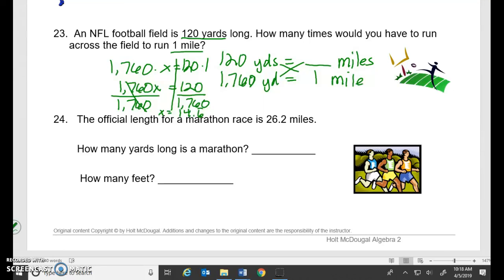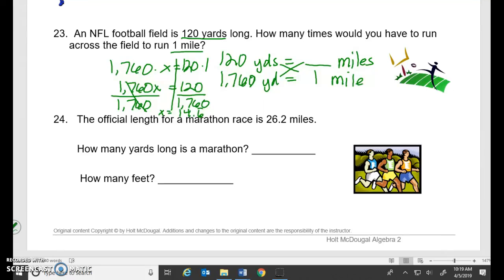And does that make sense? No. It's not right. How many times would you have to run across the field to run 1 mile? So that would be about 15 times, because you had to round. It says about 14 times, and then run to the 60, because 0.6 is equal to the 60 yard line.